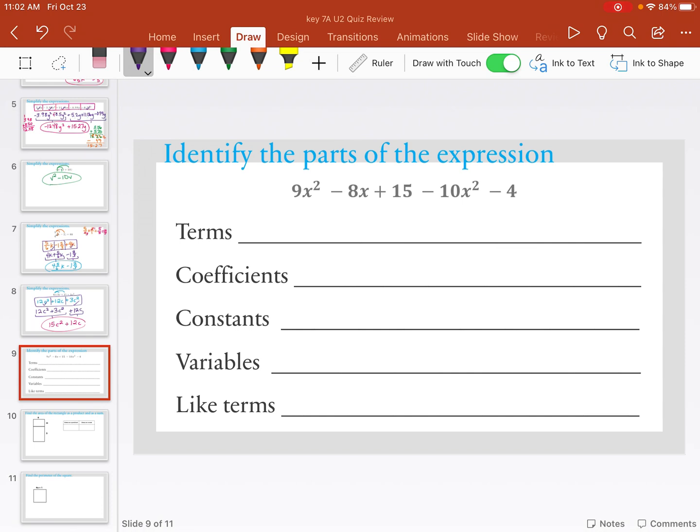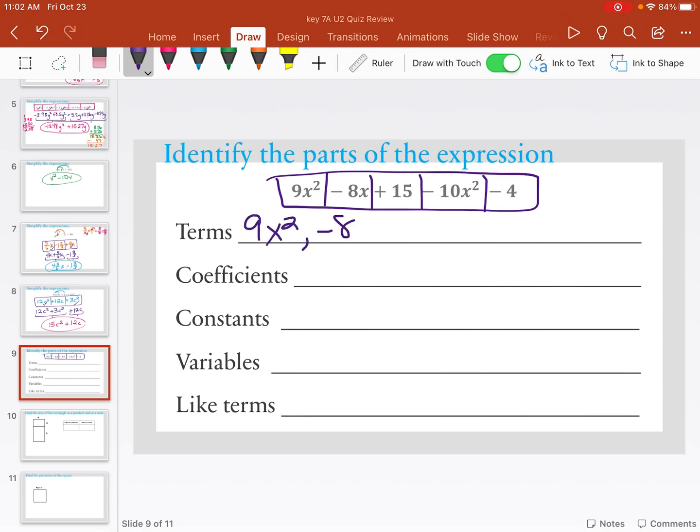Okay, let's talk about our terms and all of our different parts of an expression. So I still just like to box it up so I can kind of break it apart and see what's happening. So my terms are everything I just put in a box, right? It's broken up by addition or subtraction sign. So I have 9x squared, negative 8x, 15, negative 10x squared, negative 4. Don't forget those negative signs.